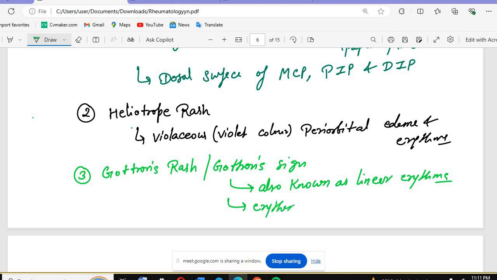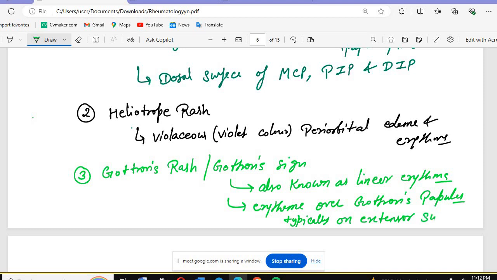This erythema will be seen over the Gottron papules, and we call this erythema the Gottron rash, where typically on the extensor surface, as we have seen, on the MCP, PIP and DIP. So typically on the extensor surface you will see this kind of rash, and of course they are photosensitive.